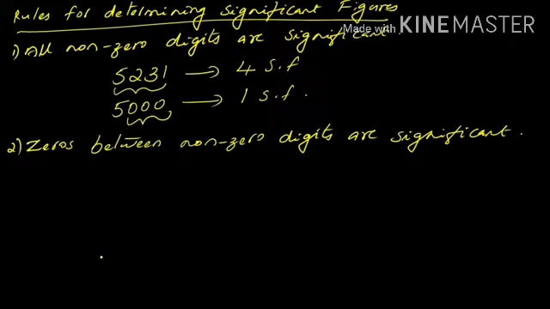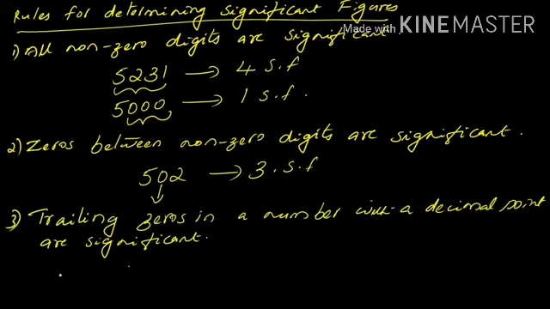So we studied that all the non-zero digits are significant. If the zero is coming, we should not count that. But if 0 is coming between any two non-zero digits, that will become significant. For example, 502. Here the 0 is coming between two non-zero digits 5 and 2. Then we should count that 0 also. So the number of significant figures here is 3.